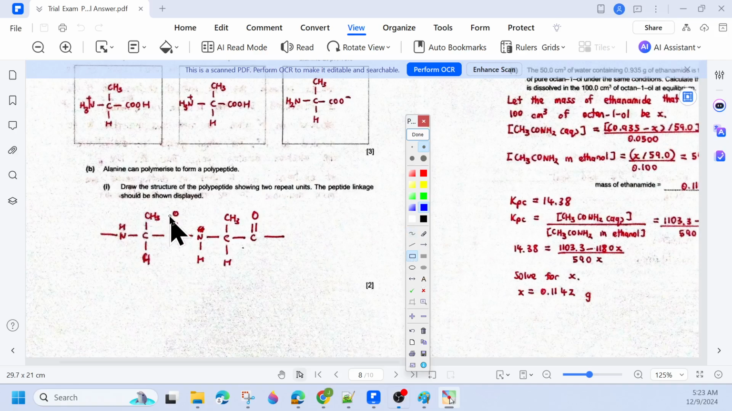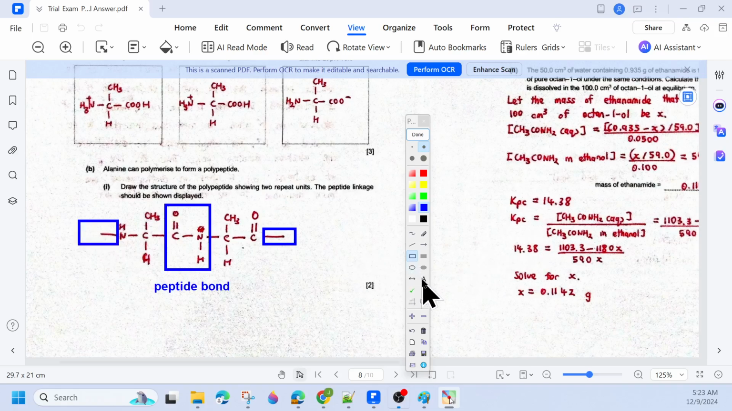As for this, please make sure to show your peptide bond. So what I display right here, this is your peptide bond. Okay, and do take note of one thing. Please remember, must show these two. These two are very important.